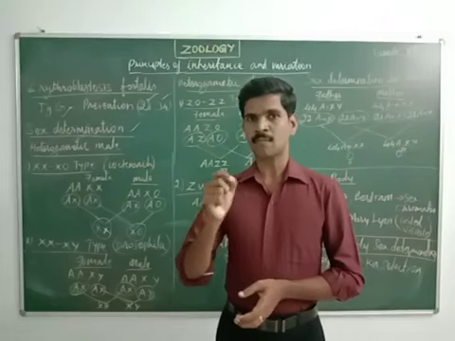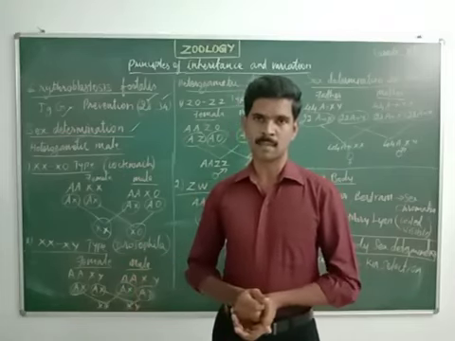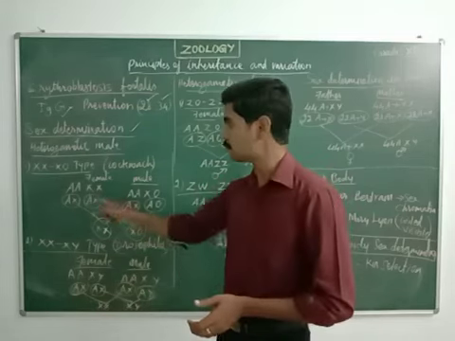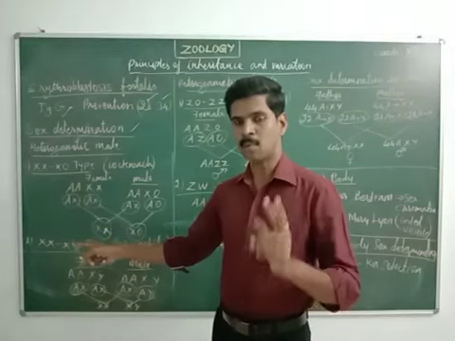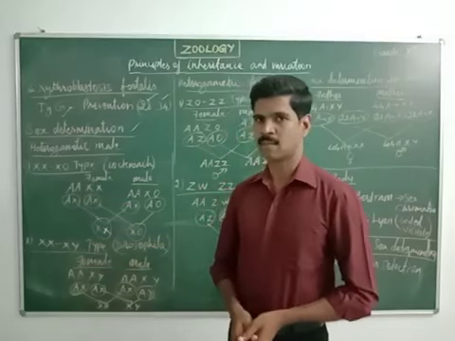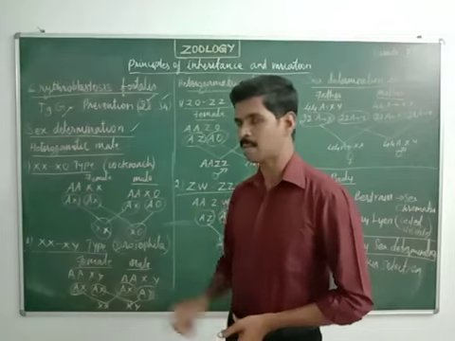One gamete consists of an X chromosome and the second gamete has no X chromosome. But the female produces two gametes, and both gametes consist of X chromosomes. Do you understand? So hope you understood this XX, XO type of sex determination.